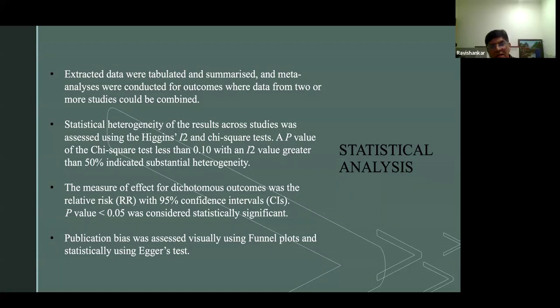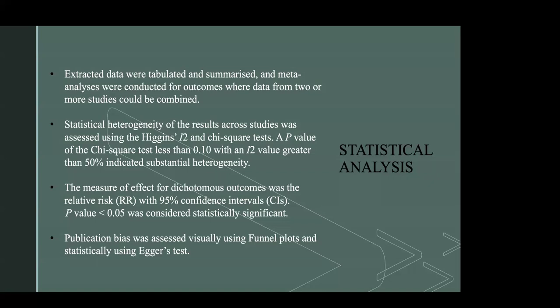It is actually heterogeneity, not heterogenicity. There is nothing called that. Sorry, heterogeneity. Yeah. The measure of the effect for dichotomous outcomes was the relative risk with a 95% confidence interval. P-values of less than 0.05 were considered statistically significant, and publication bias was assessed using funnel plots visually and using Egger's test statistically.